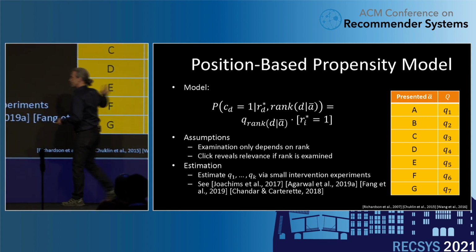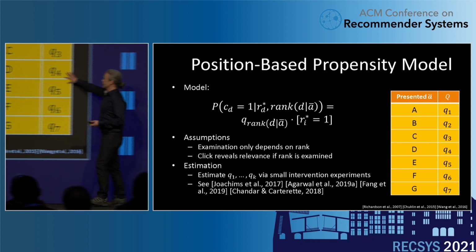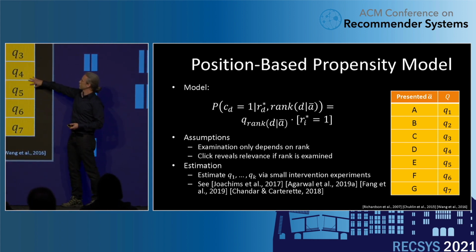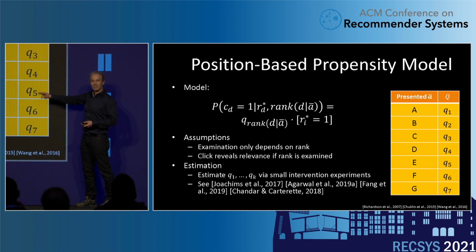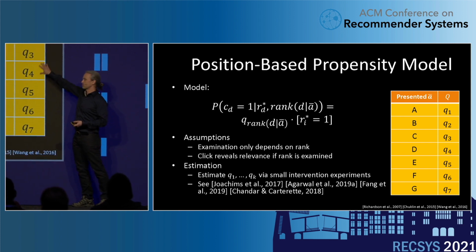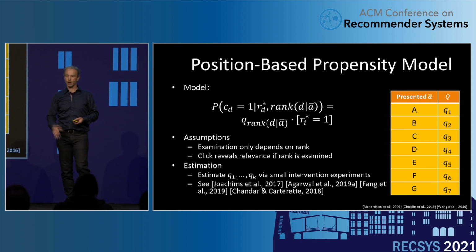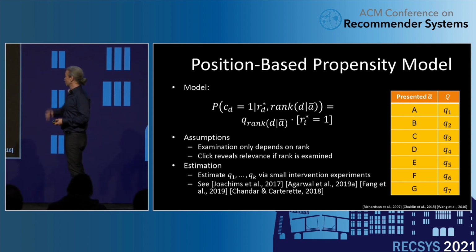How do you estimate these? There's actually interesting little tricks that you can do. You don't need to strap people into eye trackers or anything like that. You can do little swaps in here as interventions, controlling for relevance that way, and you can estimate these Qs remotely with arbitrary accuracy, conditioned on your model.